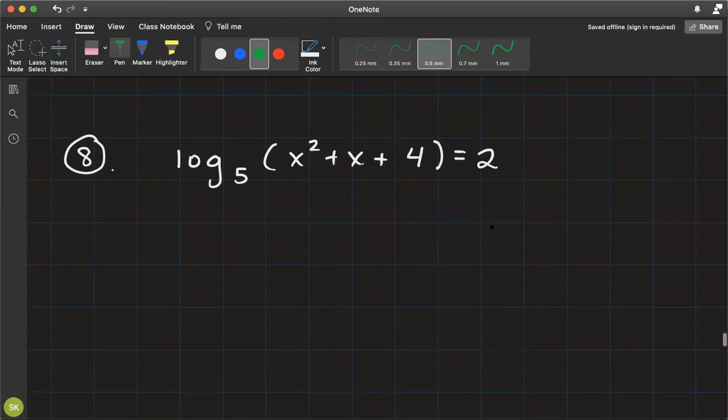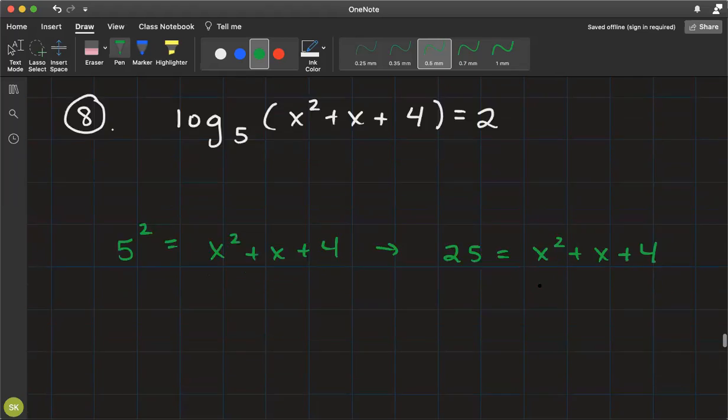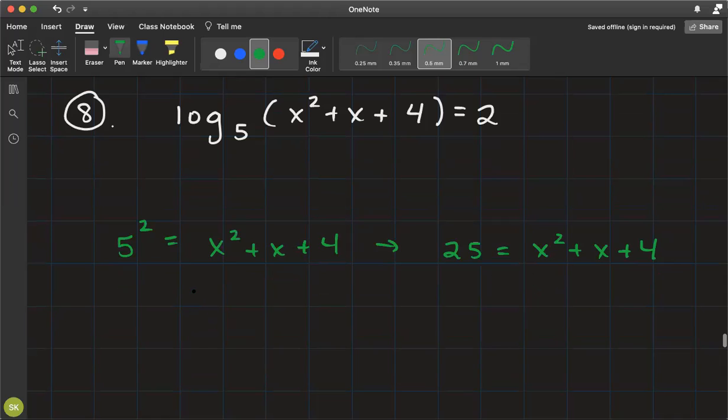And one more. We have log base 5 of x squared plus x plus 4 is 2. Okay, be careful with this one. So this is 5 squared is equal to x squared plus x plus 4. So we get 25 is x squared plus x plus 4. How do we solve this one? Well, this is a quadratic, so move everything to one side. You get that x squared plus x, subtract 24, I think you get minus 21 is 0.